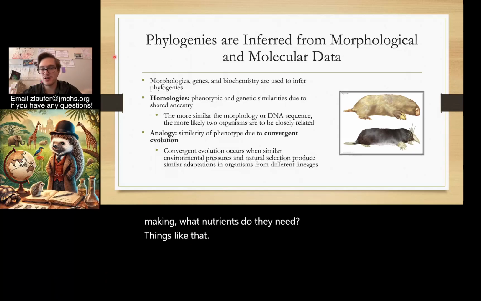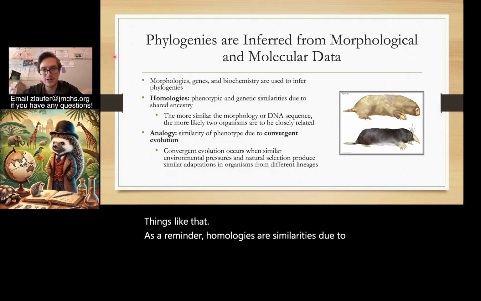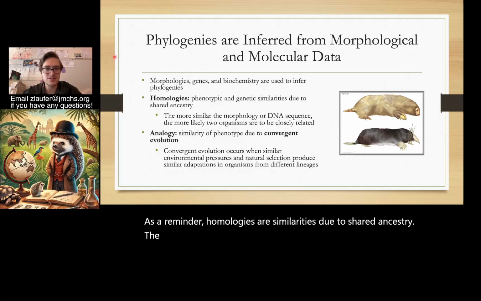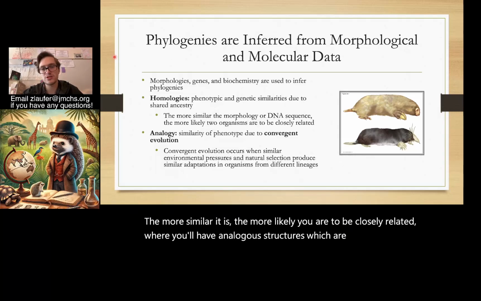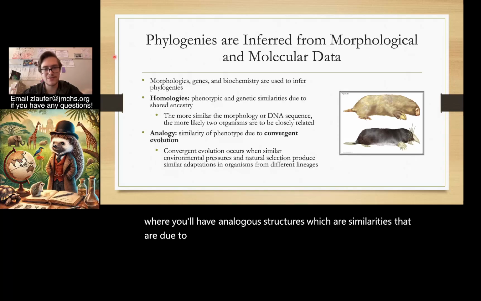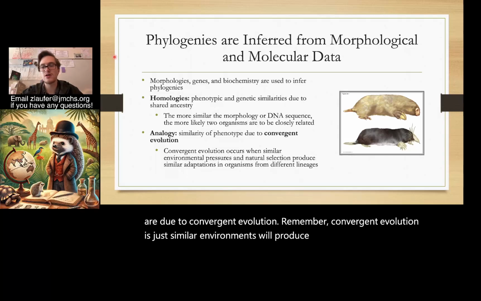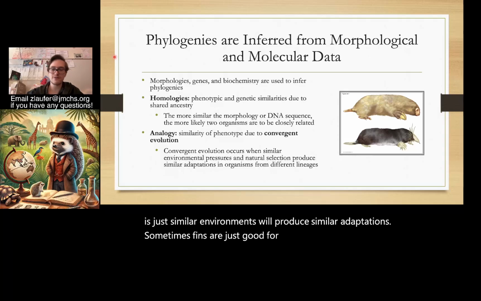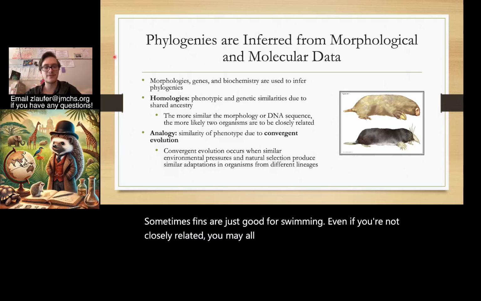As a reminder, homologies are similarities due to shared ancestry. The more similar it is, the more likely you are to be closely related, whereas you'll have analogous structures, which are similarities that are due to convergent evolution. Remember, convergent evolution is just similar environments will produce similar adaptations. Sometimes fins are just good for swimming. Even if you're not closely related, you may all evolve very similar shaped fins just because that is what's good to move through the water.